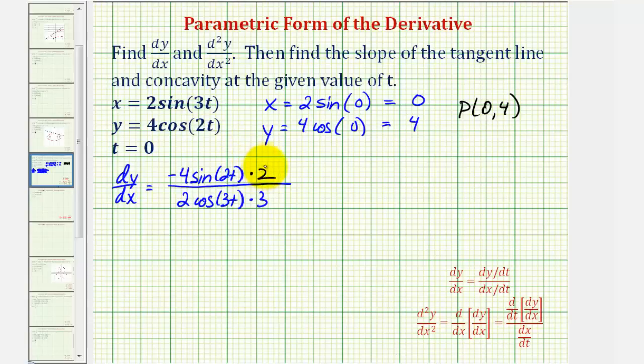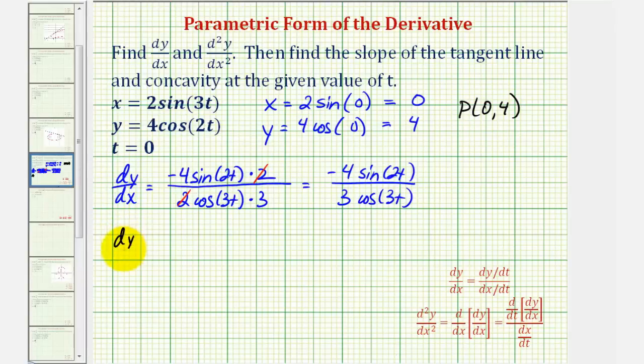Notice how this does simplify. We have a common factor of 2 here. So this gives us negative 4 sine 2t divided by 3 cosine 3t. Now before we find the second derivative, let's go ahead and evaluate the first derivative at t equals 0 to determine the slope of the tangent line at this point here. And at the end, we'll verify our results.